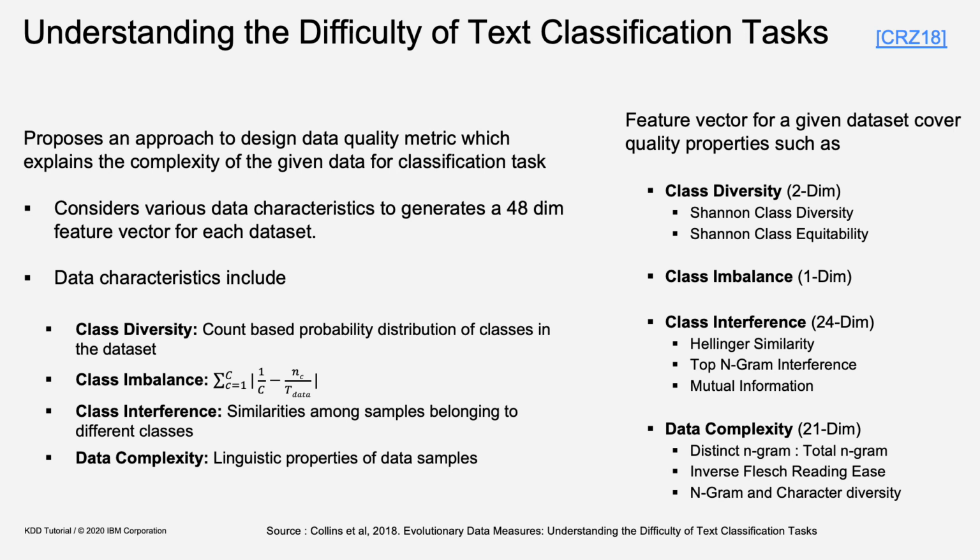Class imbalance characteristic is used to measure the amount of imbalance present in the data and is computed using the formula shown, where C is the total number of classes, NC is the count of items in class C, and T data is the total number of data points. Class interference characteristic is used to measure similarity among samples belonging to different classes. The authors consider Hellinger's similarity, which measures similarity between two probability distributions.